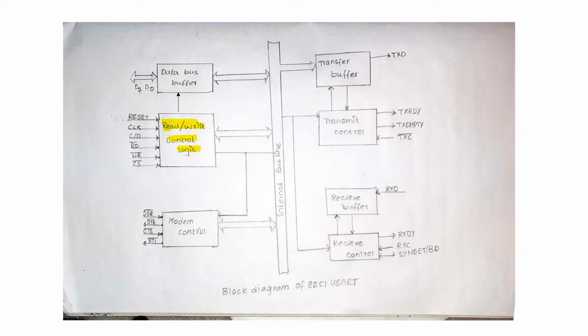Totally, the 8251 has 28 pins. We have discussed D0 to D7, that is 8 pins here. In the next block, we can see the pins reset, clock, C/D, that is control/data, RD bar, WR bar, CS bar, which are control signals.